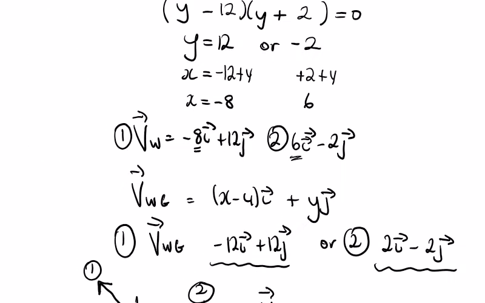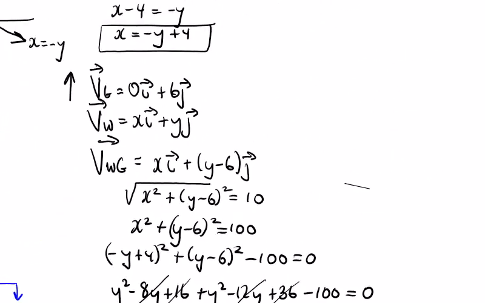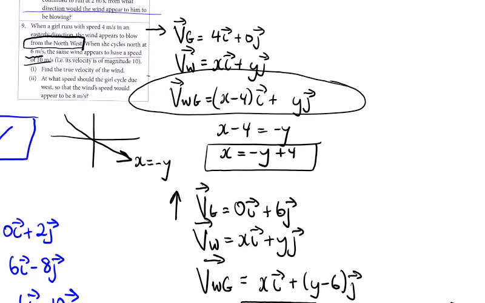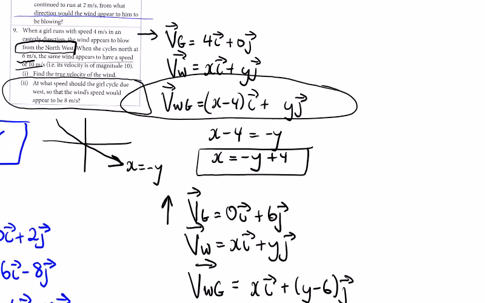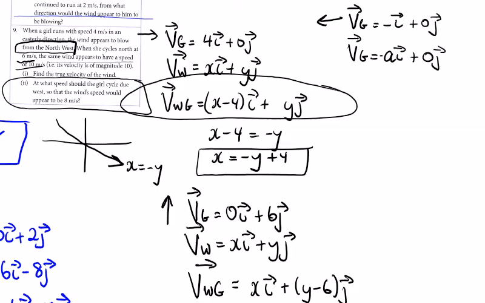Okay, part 2 of this question. What are we asked? At what speed should the girl cycle due west so that the wind speed would be 8 meters a second? Okay, so she's cycling due west. So the velocity of the girl is going to be minus i plus 0j. She's cycling due west. We don't know what the number in front of i is, so we'll say that the velocity of the girl is minus a in the i direction plus 0 in the j direction.